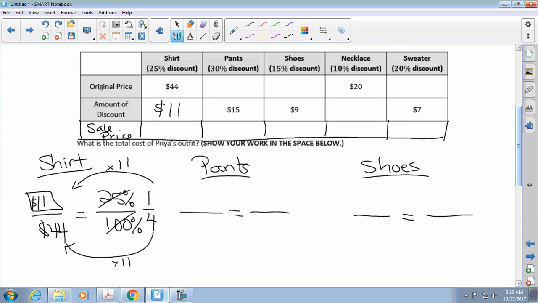And the sale price, if we know it's $44 and we saved 11, what do we need to do with those two numbers to find our sale price? Liz? Subtract. Right. Very good. When you subtract, what do you get? Sue-Ann? Very good. 33.